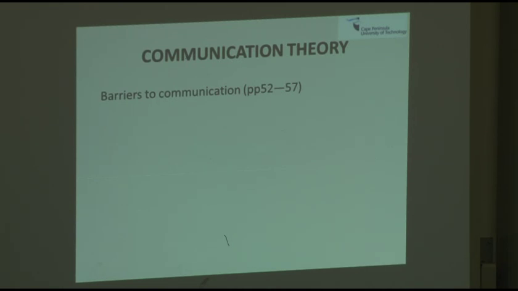Under communication theory, we lastly look at the barriers to communication, and this is where we'll spend a bit more time. There are certain barriers to communication that we need to take into account, right? Barriers to communication are, first of all, the noise that we spoke about earlier. Noise is factors that inhibit or hamper the communication process. And you get three types of noise: physical noise, psychological noise, and physiological noise.